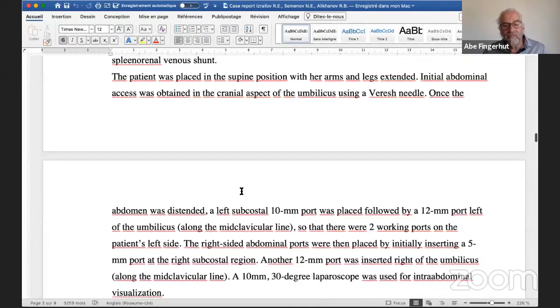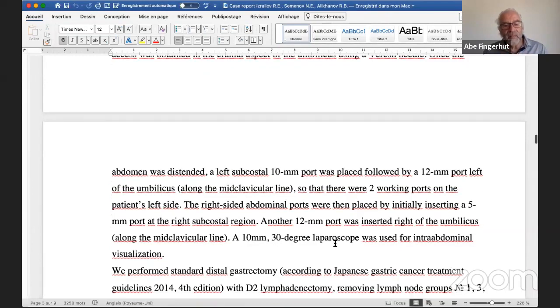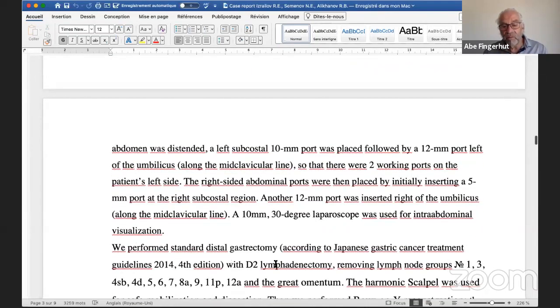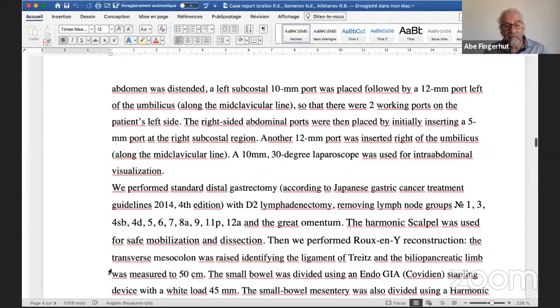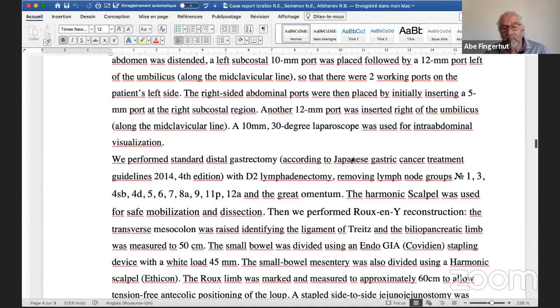of where we put our camera port, where we put our 10mm port, where we put our 12mm port. These are details that have nothing to do with the topic. Everybody does the same thing. I'm not being very mean when I say this, Robin. Performing the distal gastrectomy according to Japanese guidelines, yes, that's okay. But where you put your ports, too much detail, not needed.